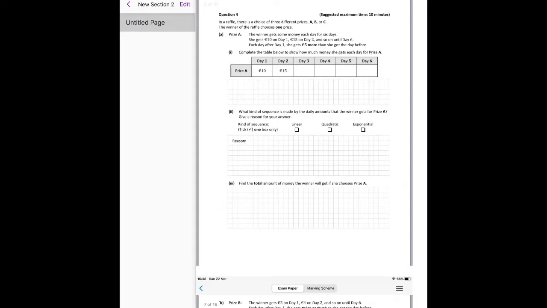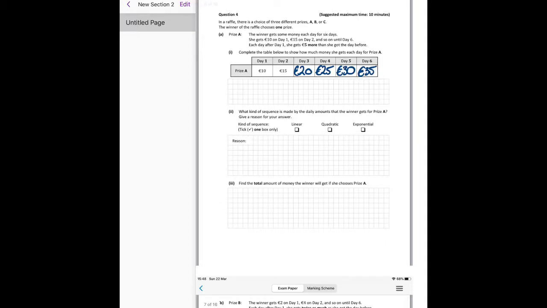Our next question involves a raffle. In a raffle, there's a choice of 3 different prizes, prize A, B, or C. The winner of the raffle chooses one prize. The winner gets some money each day for 6 days. She gets €10 on day 1, €15 on day 2, and so on until day 6. Each day after day one, they get €5 more than the day before. Complete the table below. Well, first day they got a tenner, next day they got 15, next day after that they're going to get 20, then they'll get 25, then they'll get 30, and finally they'll get 35.